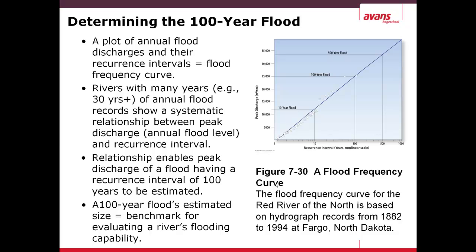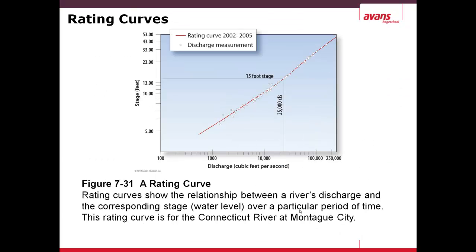And this 100-year flood is very often used in risk analyses when building infrastructure. If you want to build, say, a highway or a bridge, you want to build it so that a flood that may only happen once every 100 years would not devastate the river, the bridge, or the highway. A rating curve here is the relationship between a river's discharge and the corresponding stage for a particular period of time.